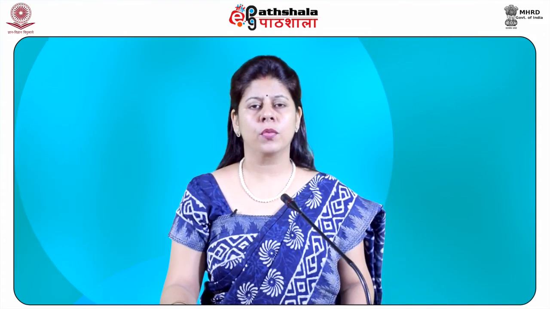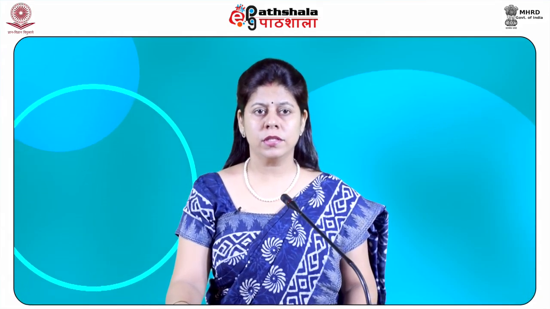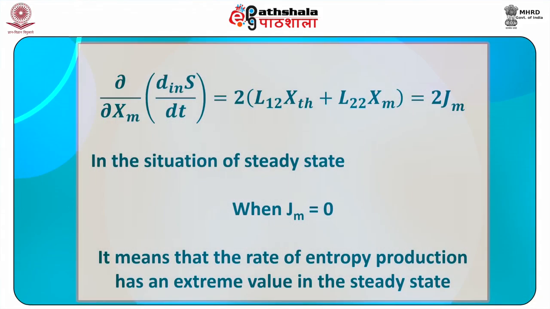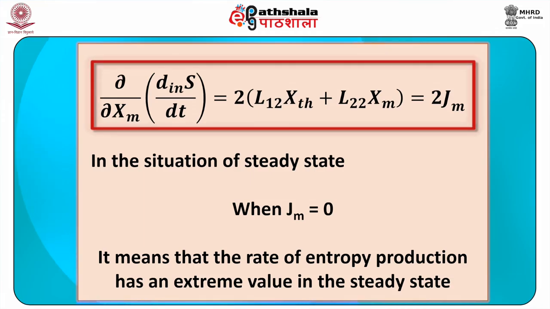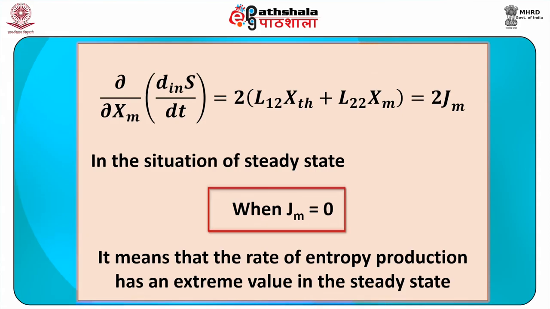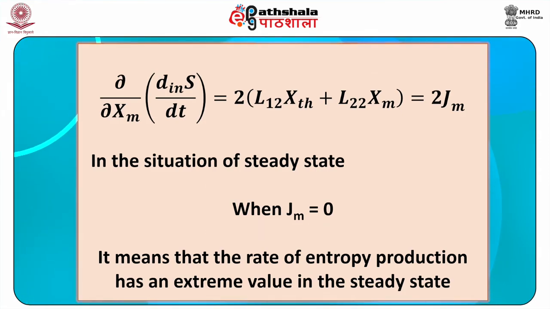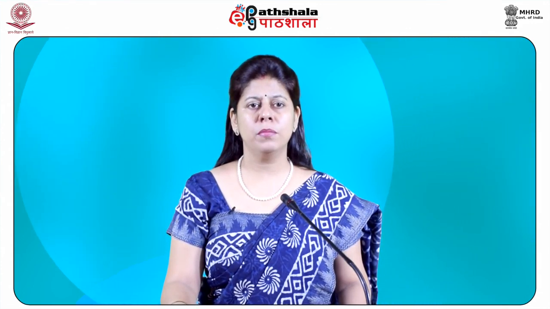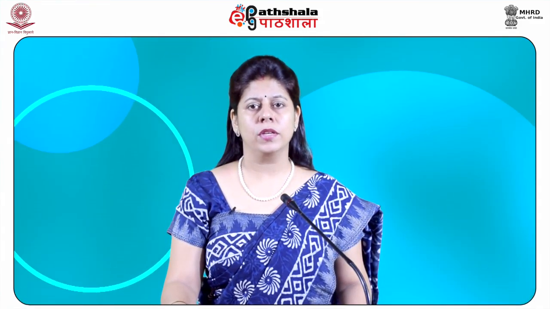Taking the derivative of equation 19 with respect to XM, keeping XTH constant, we get twice L12 XTH plus L22 XM, which is equal to twice Jm. In the situation of steady state, when Jm is equal to zero, it means that the rate of entropy production has an extreme value in the steady state. This extreme is a minimum, which can be shown by taking the second derivative of equation 19.